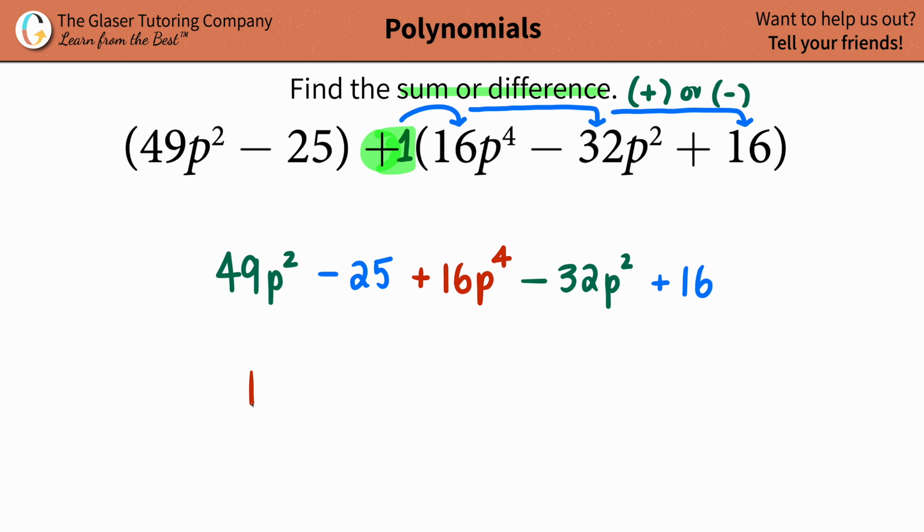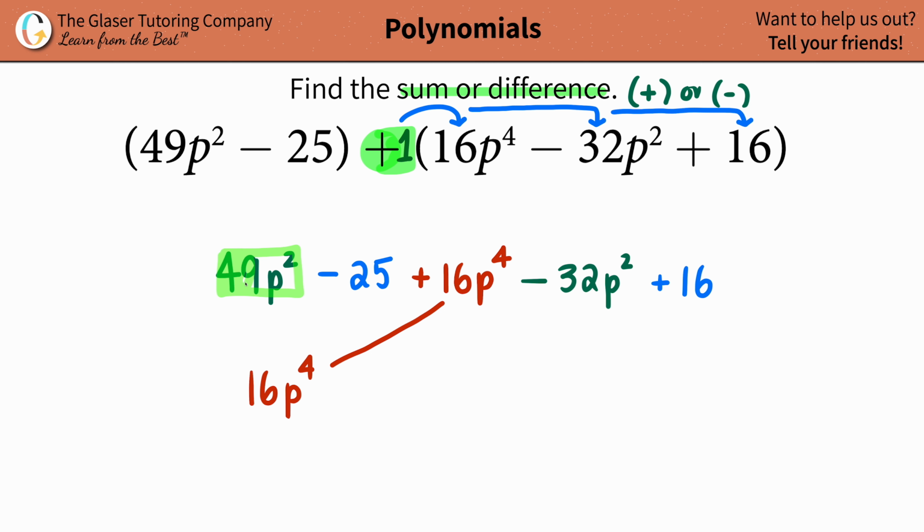So I'm just going to start off with 16p to the fourth. It's not a negative because it was a positive. There was a plus in front of here. So I'm just going to say 16p to the fourth. And that was the only one, so I don't have to simplify. Now the next one comes p's to the second, because these blue ones, the 25 and 16, they don't have any p values. So let's simplify.